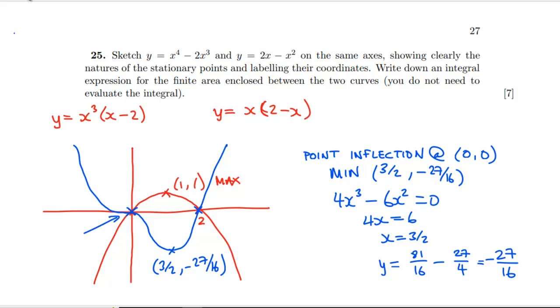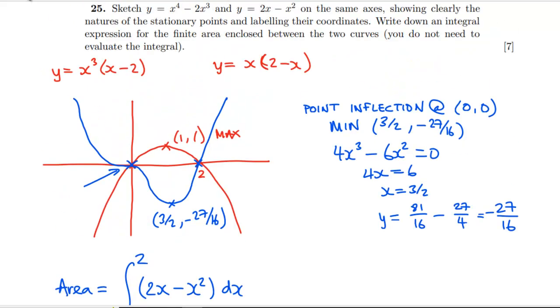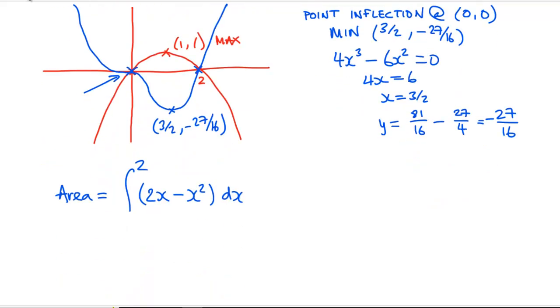Now we need to write down the integral expression of the finite area enclosed by the two curves. Okay, so the area is going to be the integral from 0 to 2. So we can do the top one comes out positive anyway, and then we could subtract the other one. So we got 2x minus x squared dx. Just double check, I'm pretty sure that's what it was. 2x minus x squared, yeah.